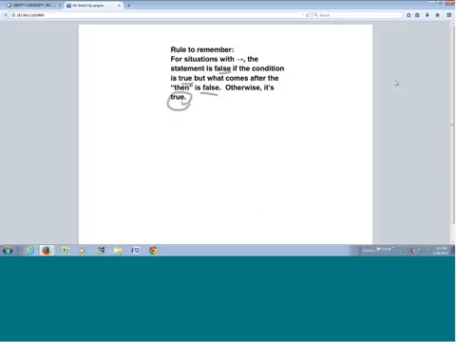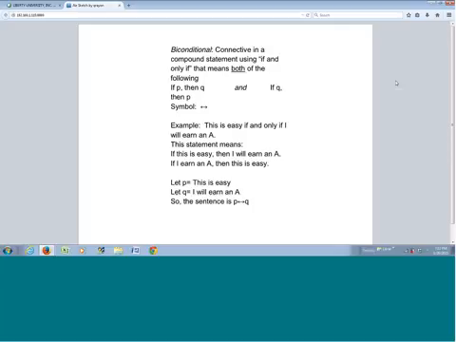So if you have true, arrow, false, this is where the condition is met, but the result is not. That would be considered a false situation. Okay? Otherwise, it's true. So now we have the fourth rule to help guide us. We're going to move on to the last symbol that we need to translate, and we'll start looking at truth tables.